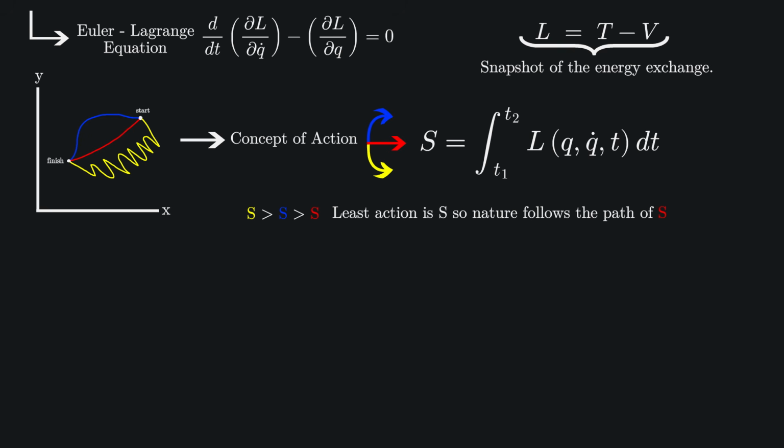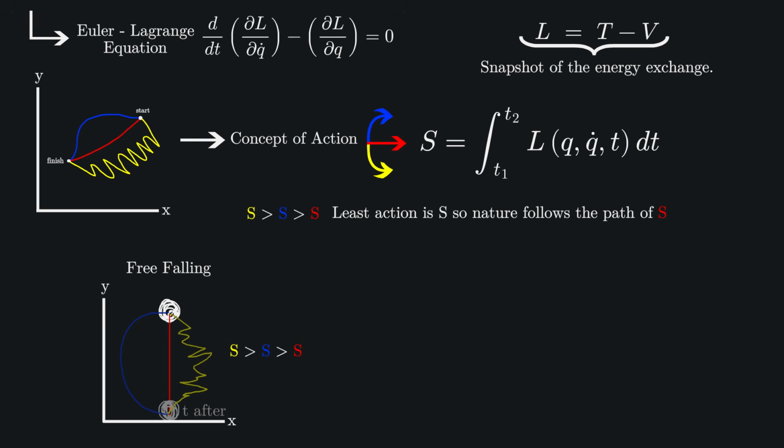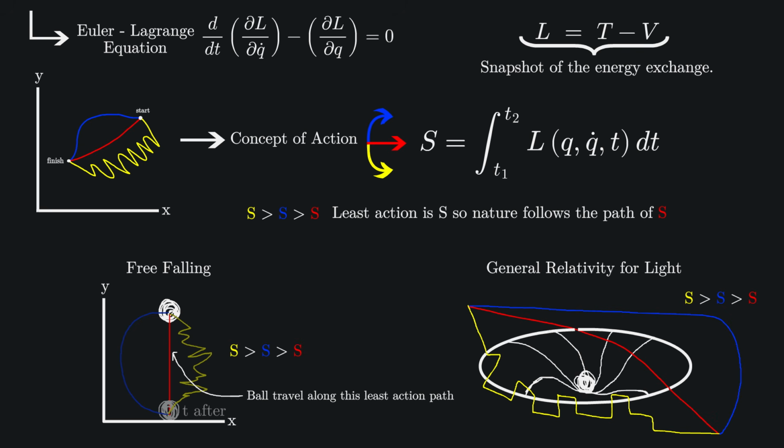Nature shows us that every system moves along the path of least action. A free-falling object follows a straight line because it is the path of least action. Light is affected by gravity because the path it twists along is the path of least action.